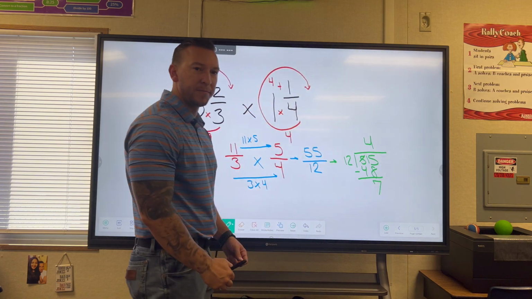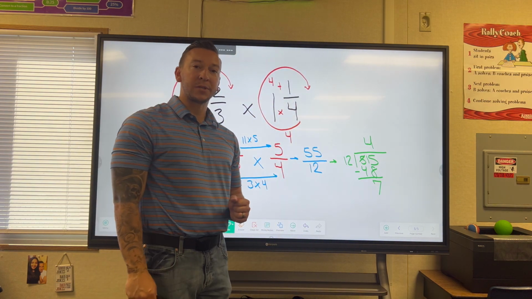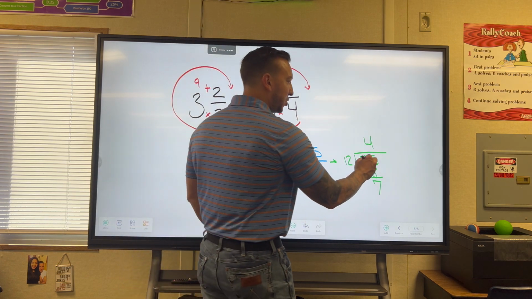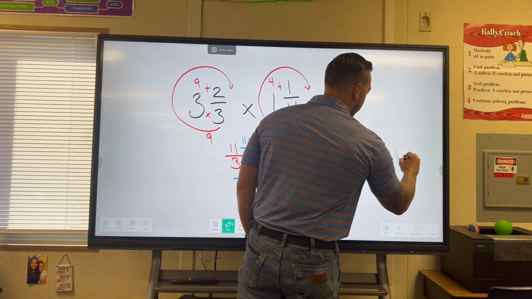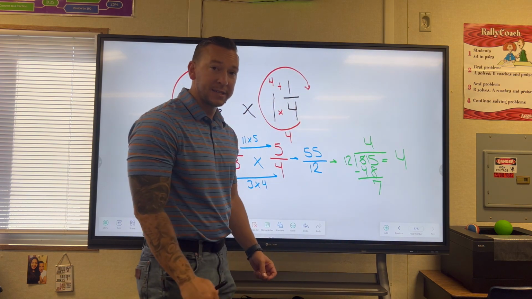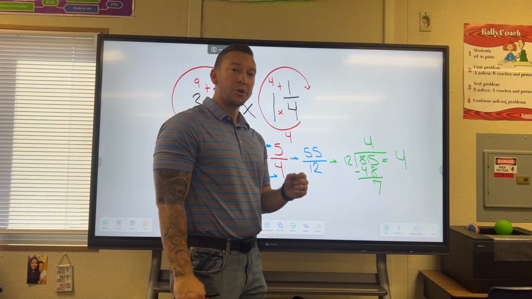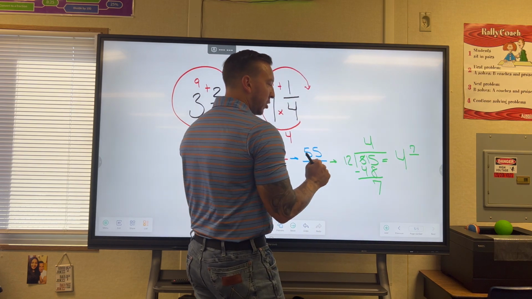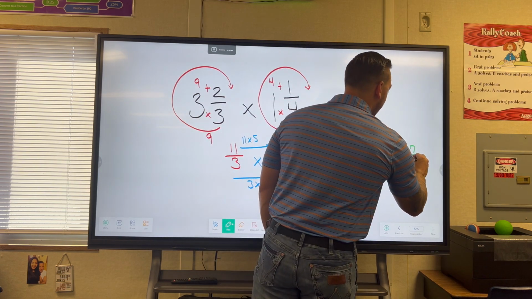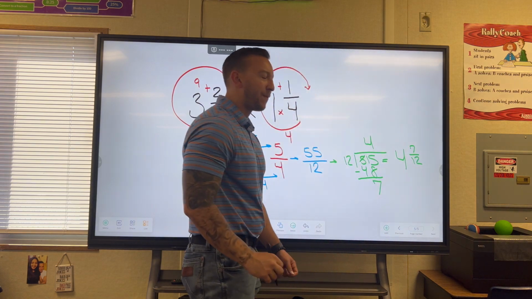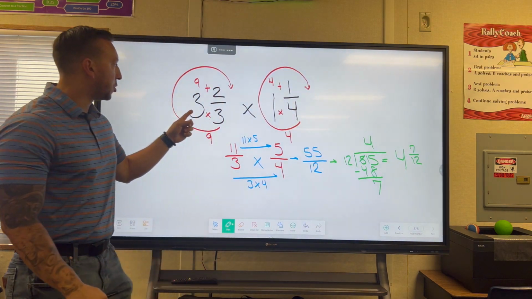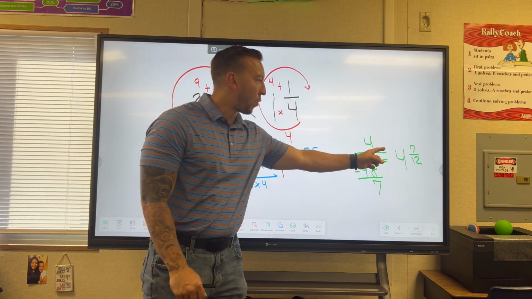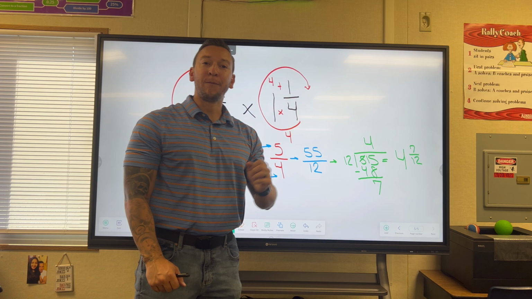I get 7. Now remember, I have my 3 numbers left. Your quotient, the top number, that is your new whole number. So it's going to be 4, and your remainder is your numerator. Your divisor is your denominator. So my final answer for our original problem, 3 2/3 times 1 1/4, is 4 7/12. Hopefully you got that right.